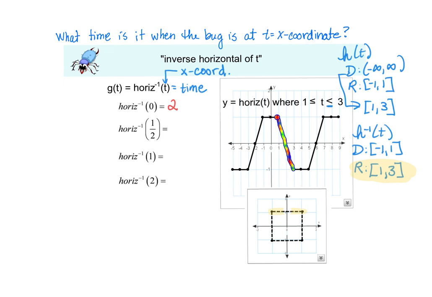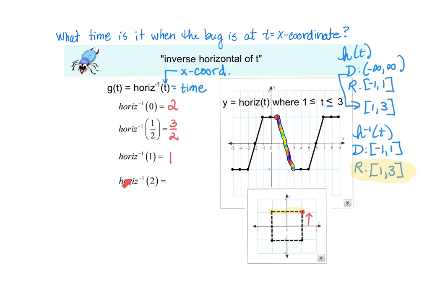The next one is inverse horizontal of 1/2. My x coordinate is 1/2 right there. And now I have to say, what time is it? And the time is 1 plus 1/2, or 3/2. Next, let's find inverse horizontal of 1. My x coordinate is 1. That's right there. What time is it? The time is 1. It takes 1 second to walk to this position.